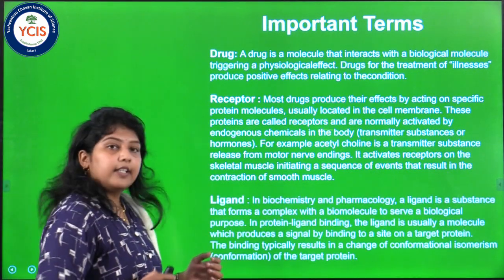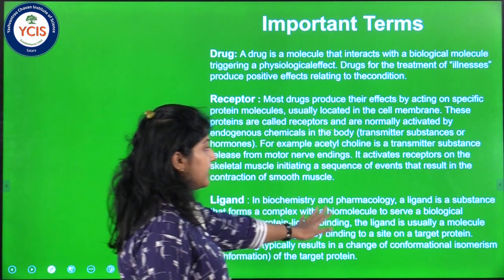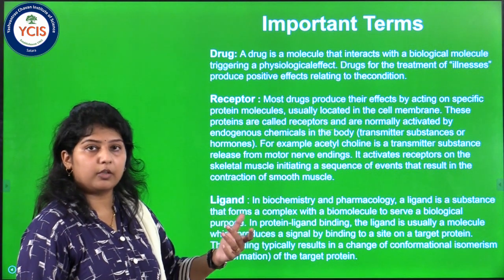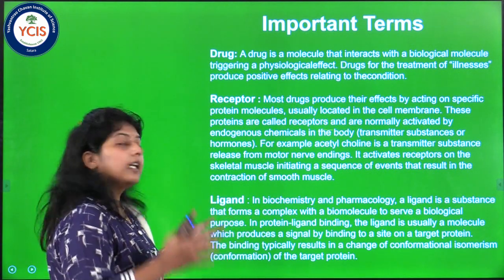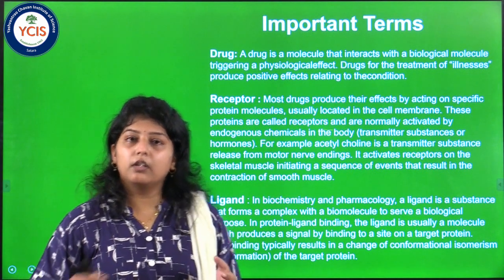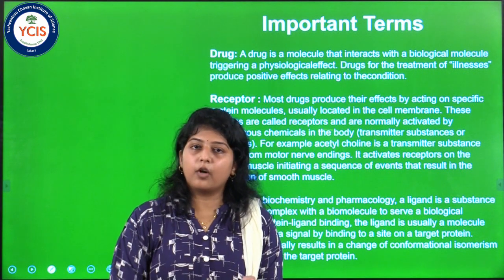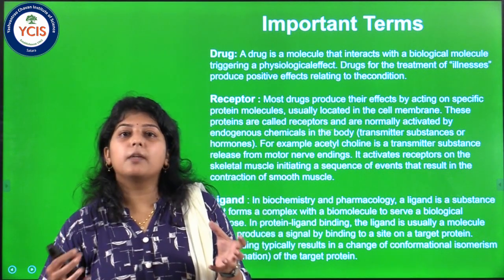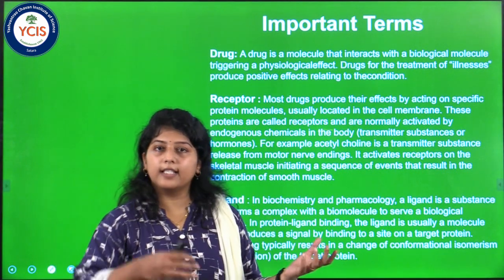So third is the ligand. As we see here, in biochemistry and pharmacology, a ligand is a substance that forms a complex with any biomolecule. In the life sciences, a ligand is any molecule. It may be artificial or naturally present inside your body. That ligand can form a complex with your biomolecule or a receptor, and then can manipulate the signaling pathways.